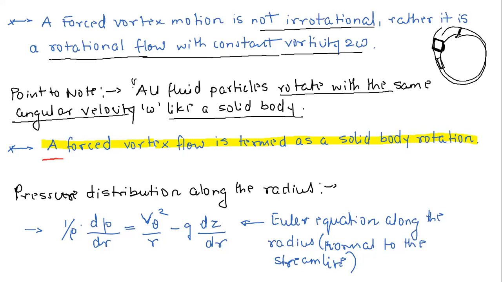Or if you place a matchstick here, it is going to rotate like this. So there will be no deformation, and there will be no spinning of this around its own axis. It will simply rotate like this. Very important point here: all fluid particles rotate with the same angular velocity and they behave like a solid body. That's why we call this forced vortex flow a solid body rotation.